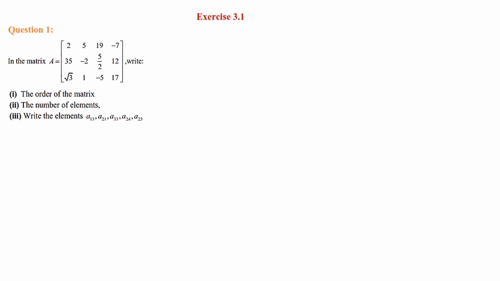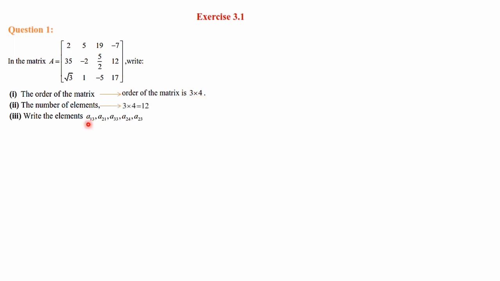Order of the matrix means we have to count the number of rows first, then we have to count the number of columns. Here 1, 2, 3 rows and 1, 2, 3, 4 columns. 3 rows and 4 columns. So the order is 3 by 4. Next is number of elements. Number of elements means just simply multiply these two order numbers, that is 3 into 4, that is equal to 12.